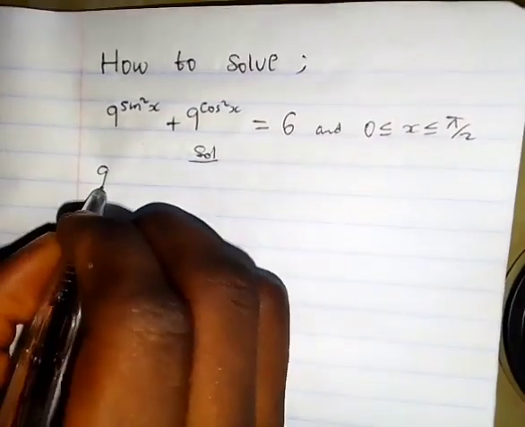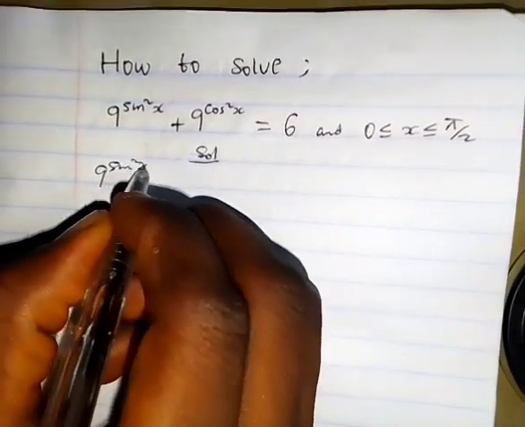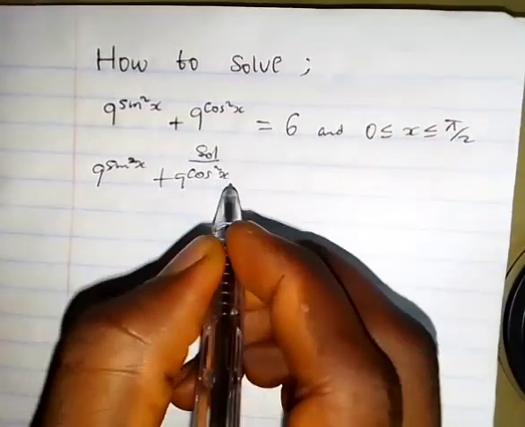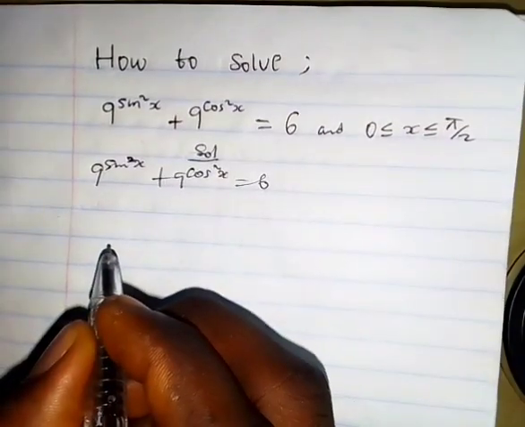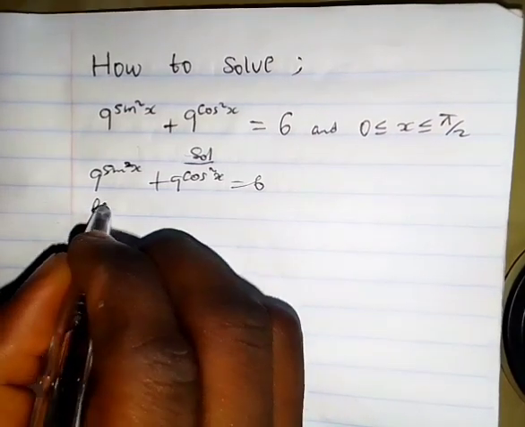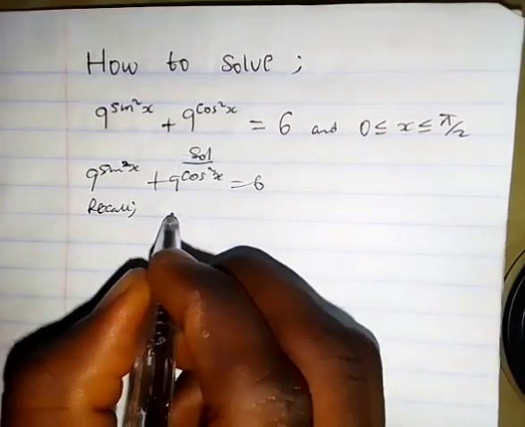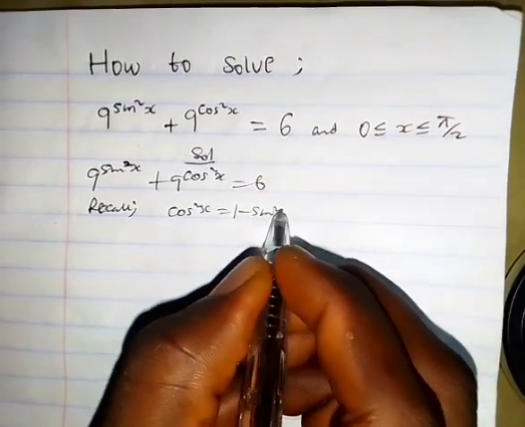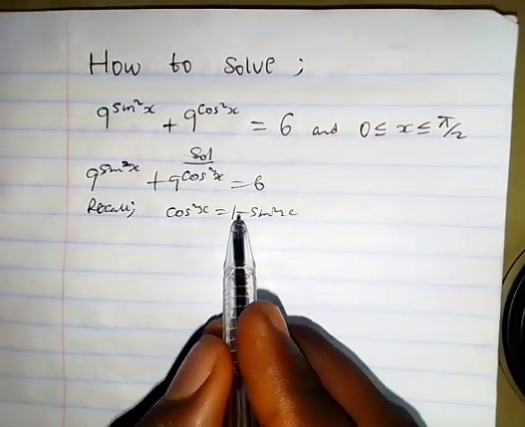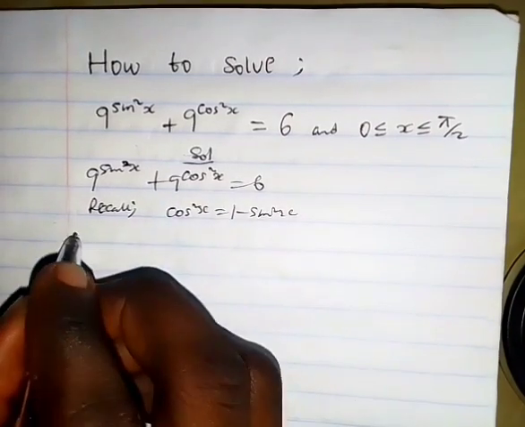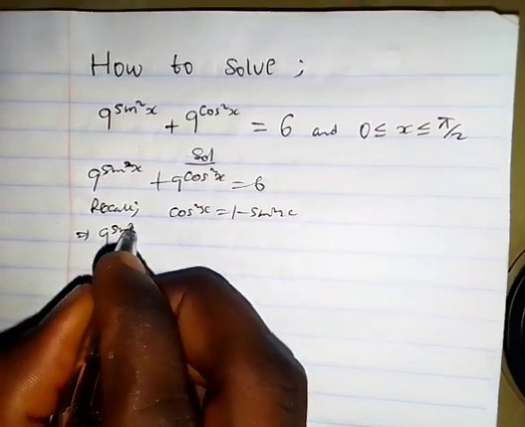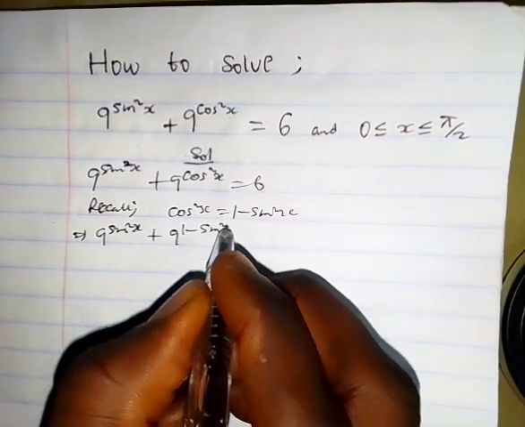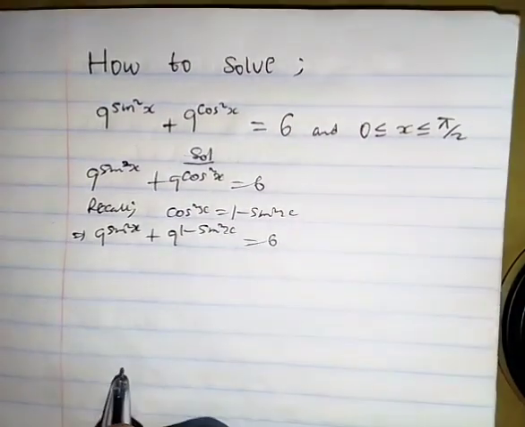So we have 9 raised to the power sine squared x plus 9 raised to the power cos squared x equals 6. We have to recall from trigonometry that cos squared x equals 1 minus sine squared x. So we are going to plug in this value here. So we have 9 raised to the power sine squared x plus 9 raised to the power 1 minus sine squared x equals 6.